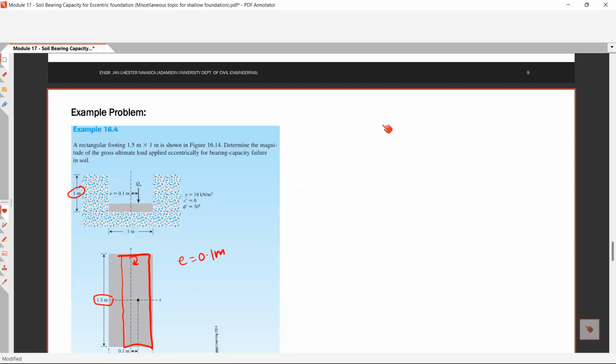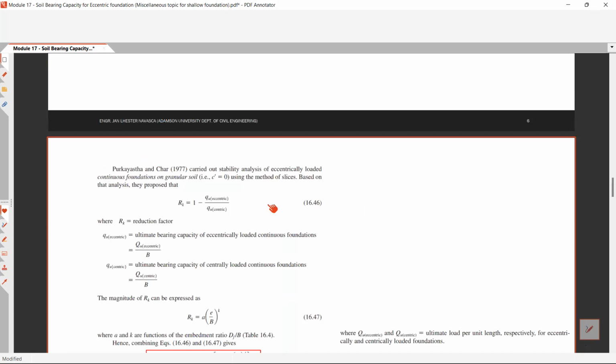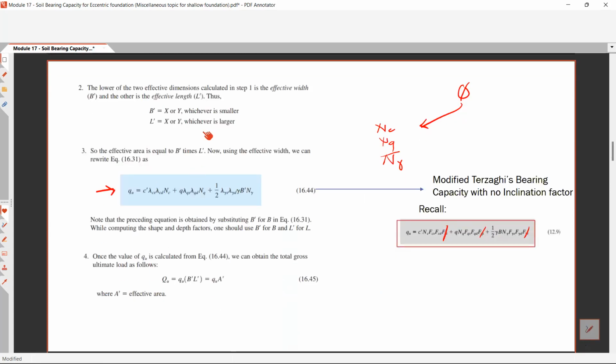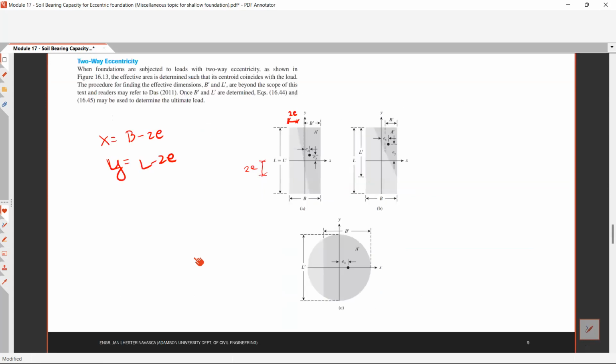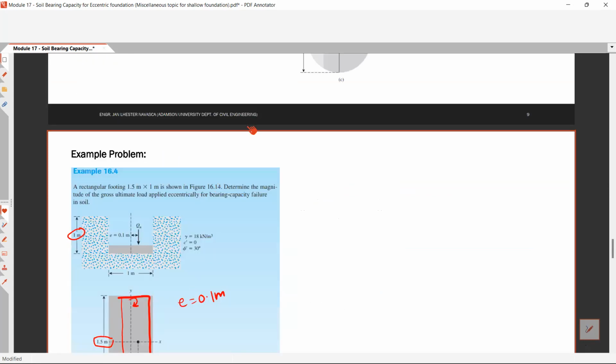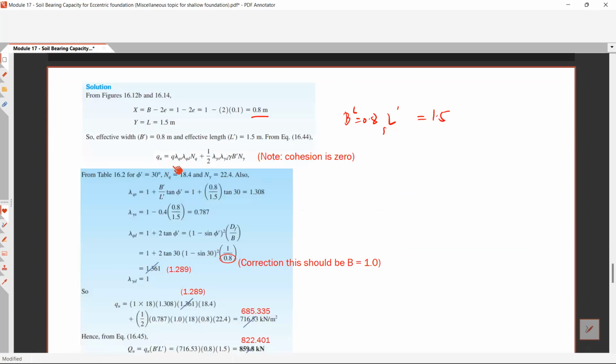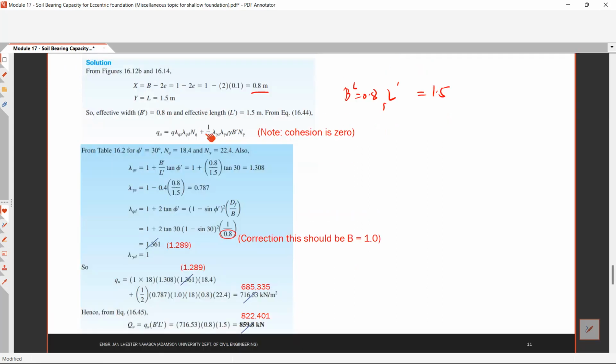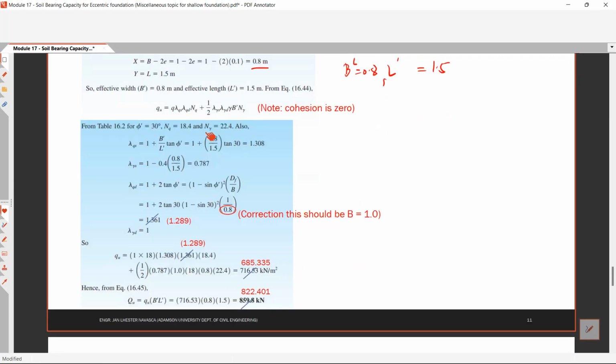Yung equation natin is this one. Since there is no cohesion, so mawawala itong first term. So second and third term lang yung magiging present. Okay. So therefore, you have this Q sub U is equals to Q, the shape factor and the depth factor, and Q plus 1/2 the shape factor and the depth factor, gamma B prime and gamma. Okay. So the same lang naman yung shape factor nito and yung depth factor. So you can review dun sa ano natin yung shape and the depth factor.